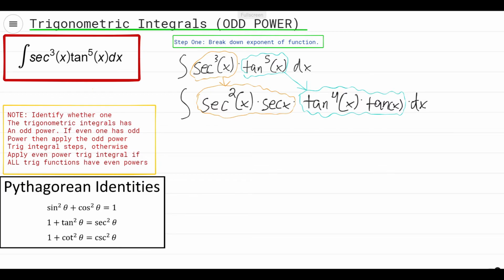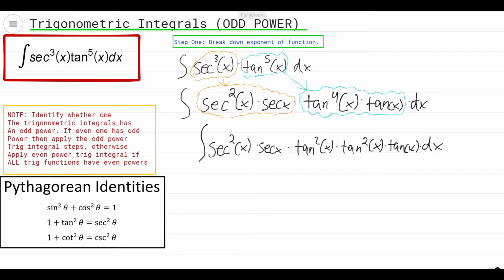Furthermore, I can break down the tangent to the 4th power. So we have secant squared x times secant x. And we're going to break down the tangent to the 4th power as tangent squared times tangent squared times tangent x times dx. So if you follow that path, that's just me breaking down the exponent of the function.